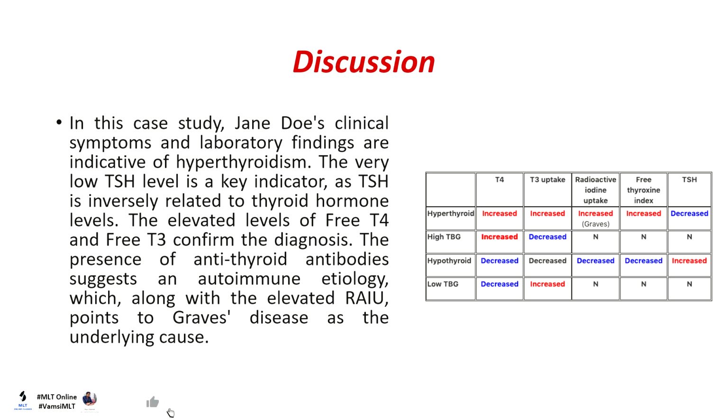Discussion. In this case study, Jane Doe's clinical symptoms and laboratory findings are indicative of hyperthyroidism. The very low TSH level is a key indicator, as TSH is inversely related to thyroid hormone levels. The elevated levels of free T4 and free T3 confirm the diagnosis. The presence of antithyroid antibodies suggests an autoimmune etiology, which, along with the elevated RAIU, points to Graves' disease as the underlying cause.